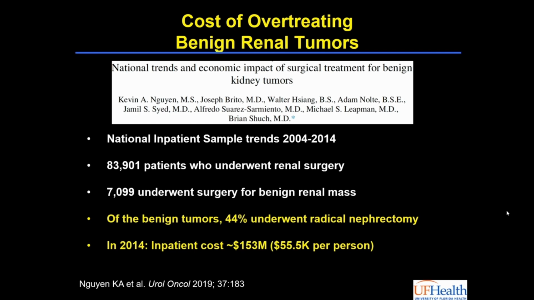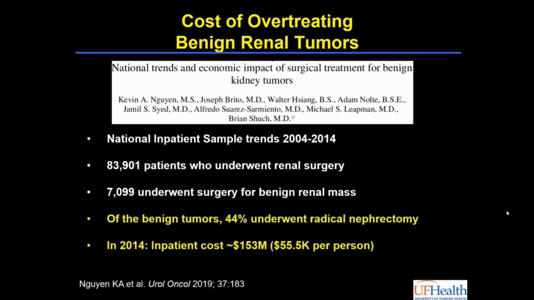This is a study by Wynn et al., using the National Inpatient Sample, looking at trends between 2004 and 2014 of close to 84,000 patients. Now, 7,100 underwent surgery for benign renal masses. So that's still a sizable number of patients having, in retrospect, an unnecessary treatment for a tumor that never needed to be removed. But here's the take home. Of the benign tumors, 44% of those patients underwent a radical nephrectomy.